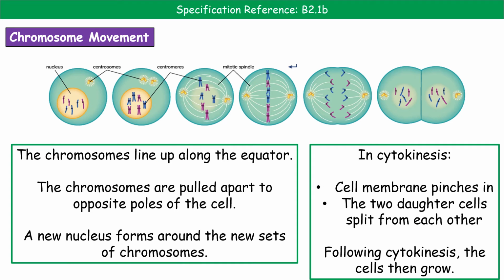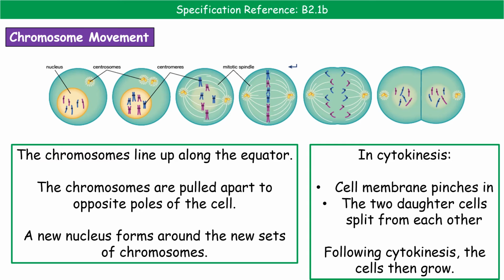The next phase then is mitosis itself. So when it comes to mitosis, we need to understand what's happening to the chromosomes. What we need to have then are these key ideas. So the first bit we need to know is that the chromosomes line up along the equator. If you can't remember the word equator, the middle of the cell usually works as a mark.